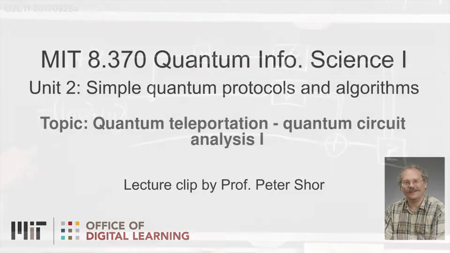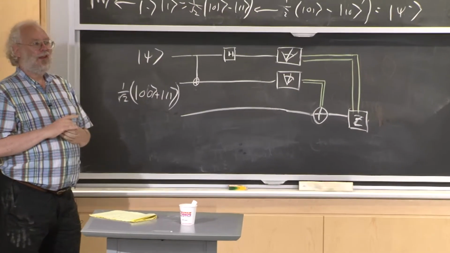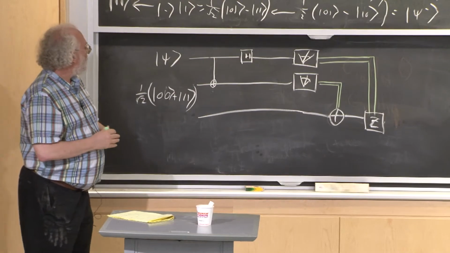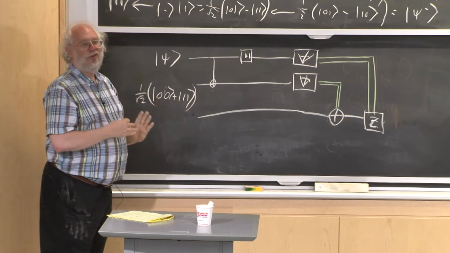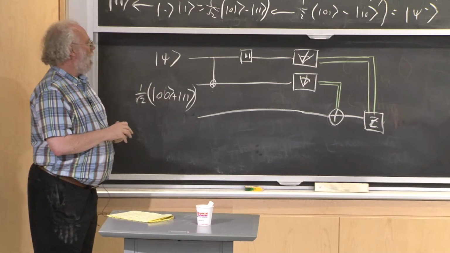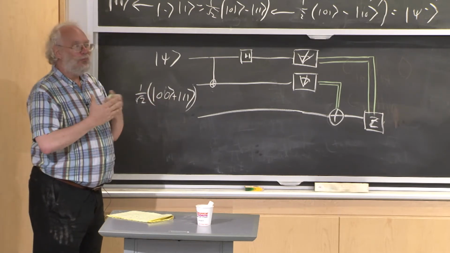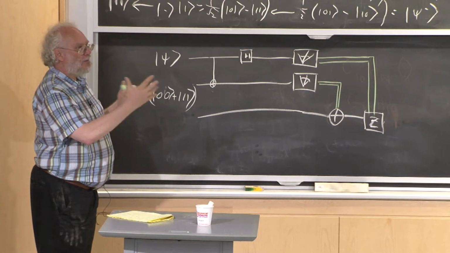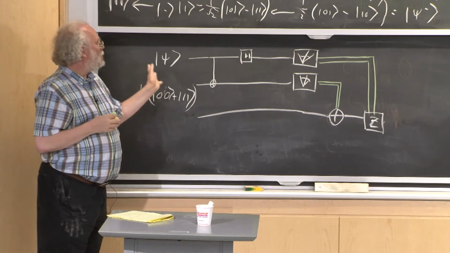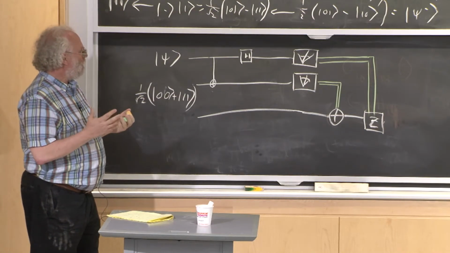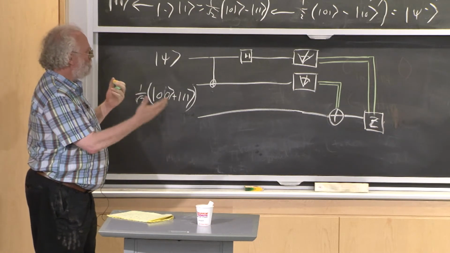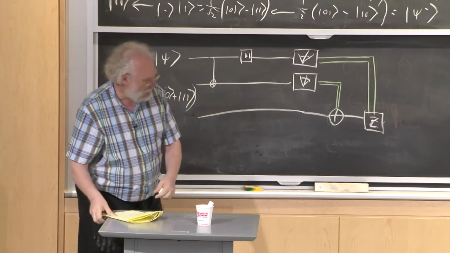So this is a circuit for teleportation. Now what I want to do is take this circuit for teleportation and use it to show you that teleportation works. And this involves doing a bunch of operations on circuits which leave what the circuit does unchanged, but make it clearer.